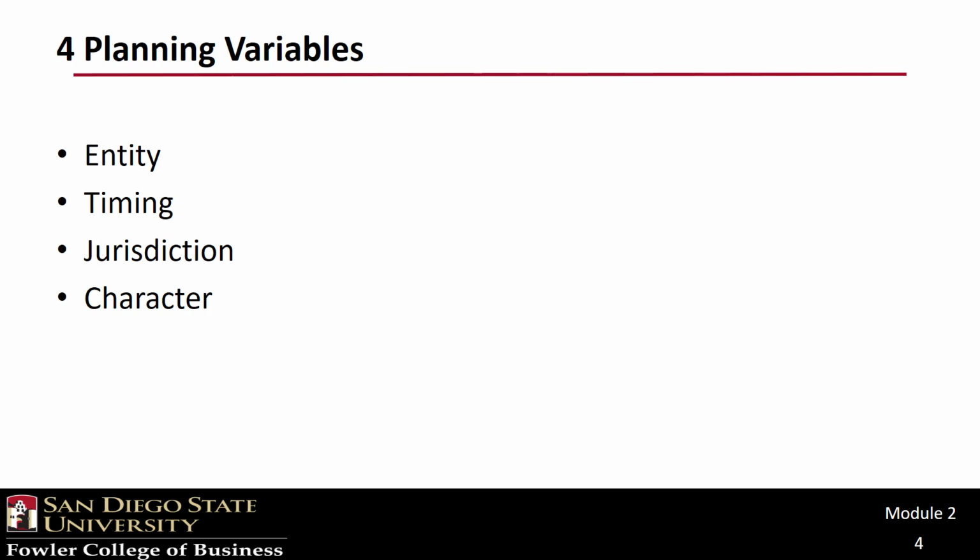Planning around entity means looking at the expectations for the business or transactions and trying to find the most tax efficient structure. So this could be a different business structure like a corporation or a partnership, or it could be shifting income or deductions between entities and the owner individuals.